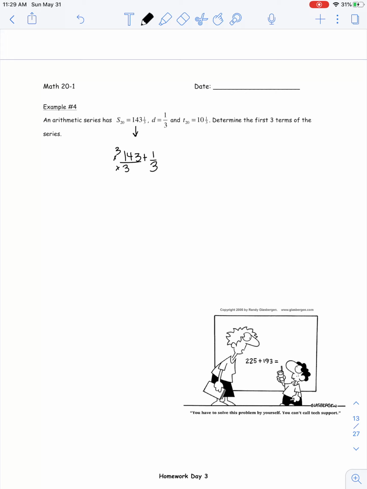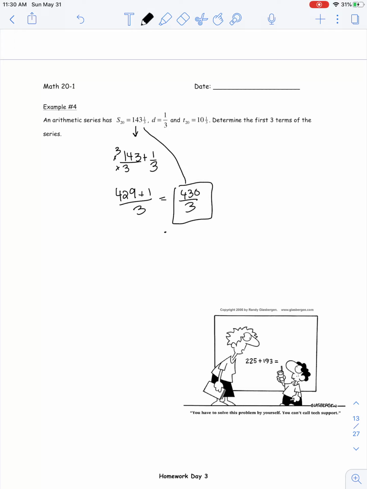So 143 times 3 would be 429 plus 1. We're dividing this number by 3. So 429 plus 1 equals 430. And then if we simplify 430 over 3, that would be our answer.